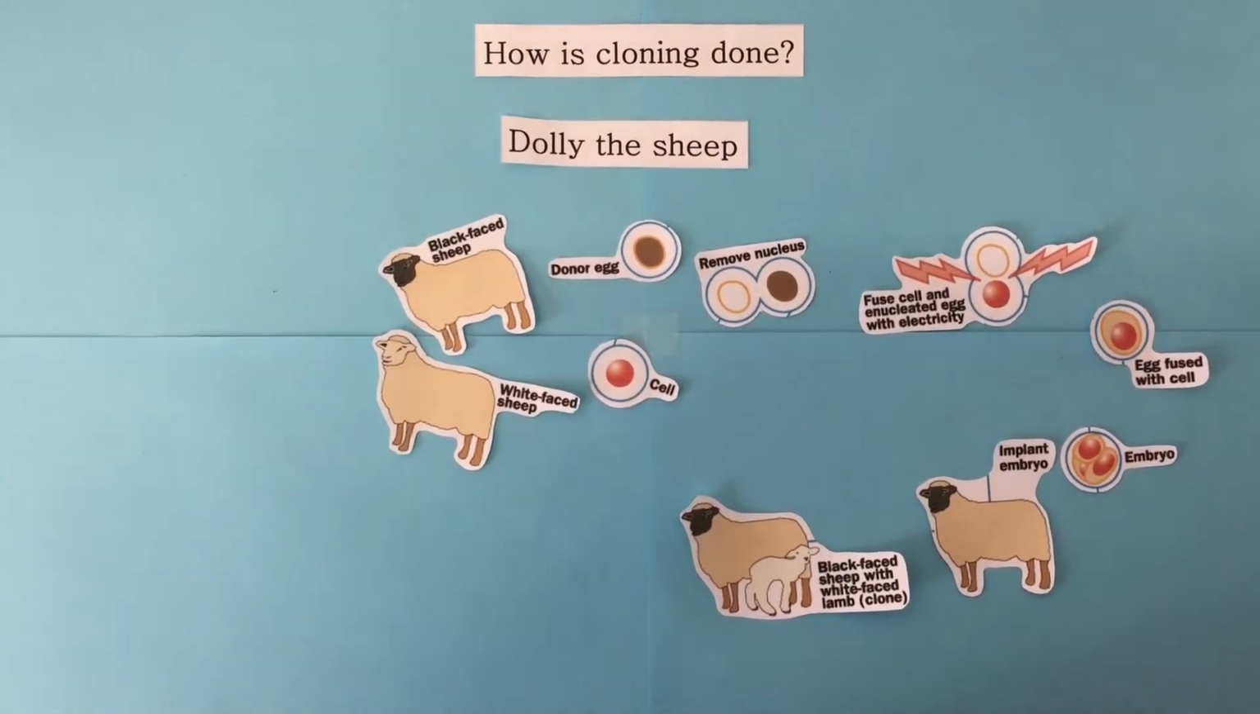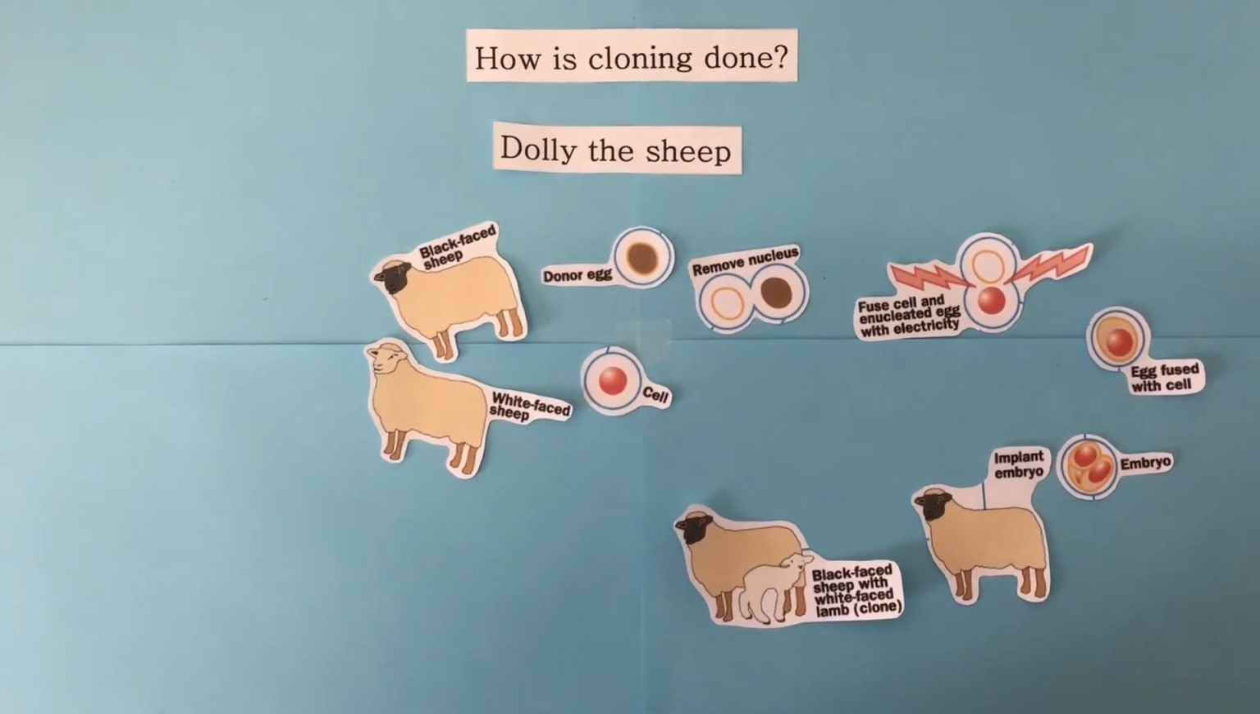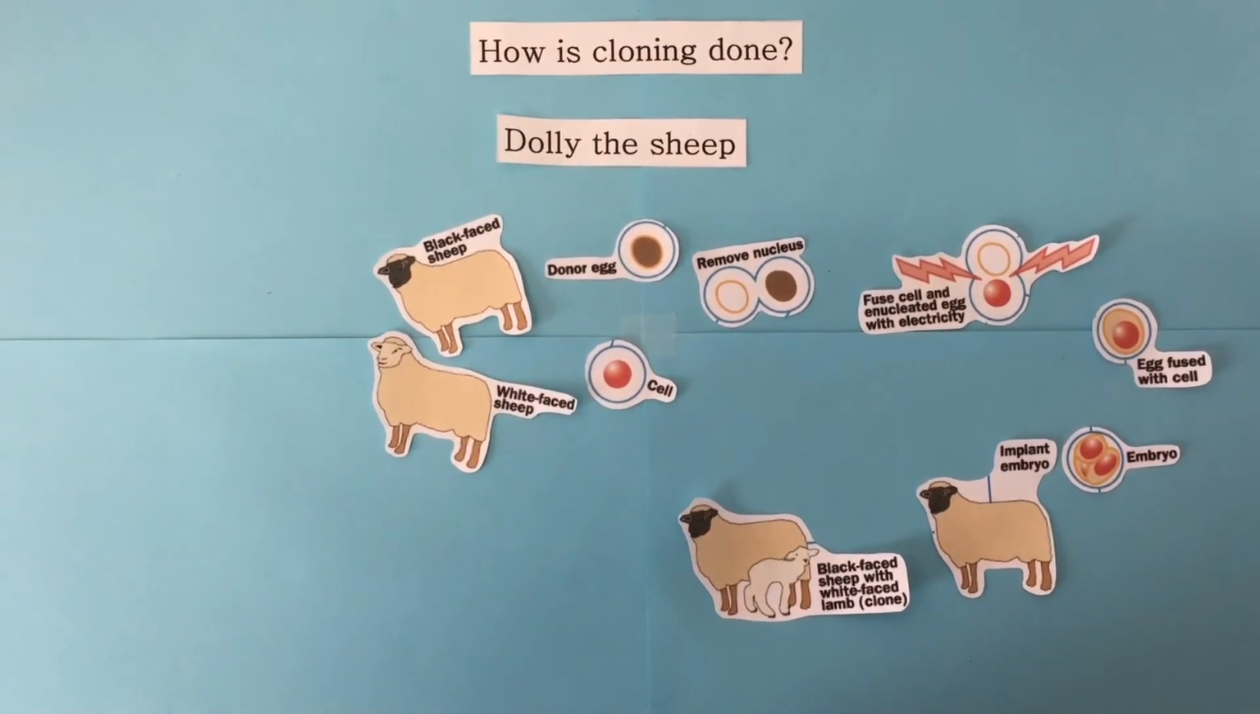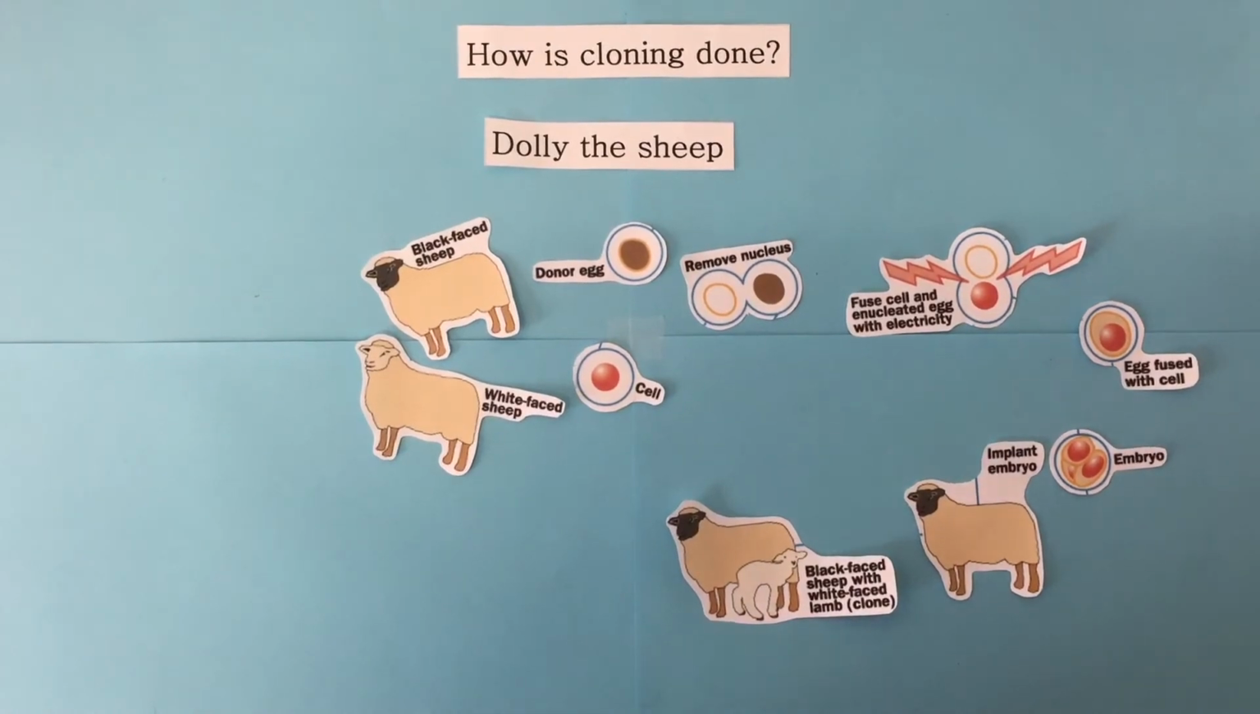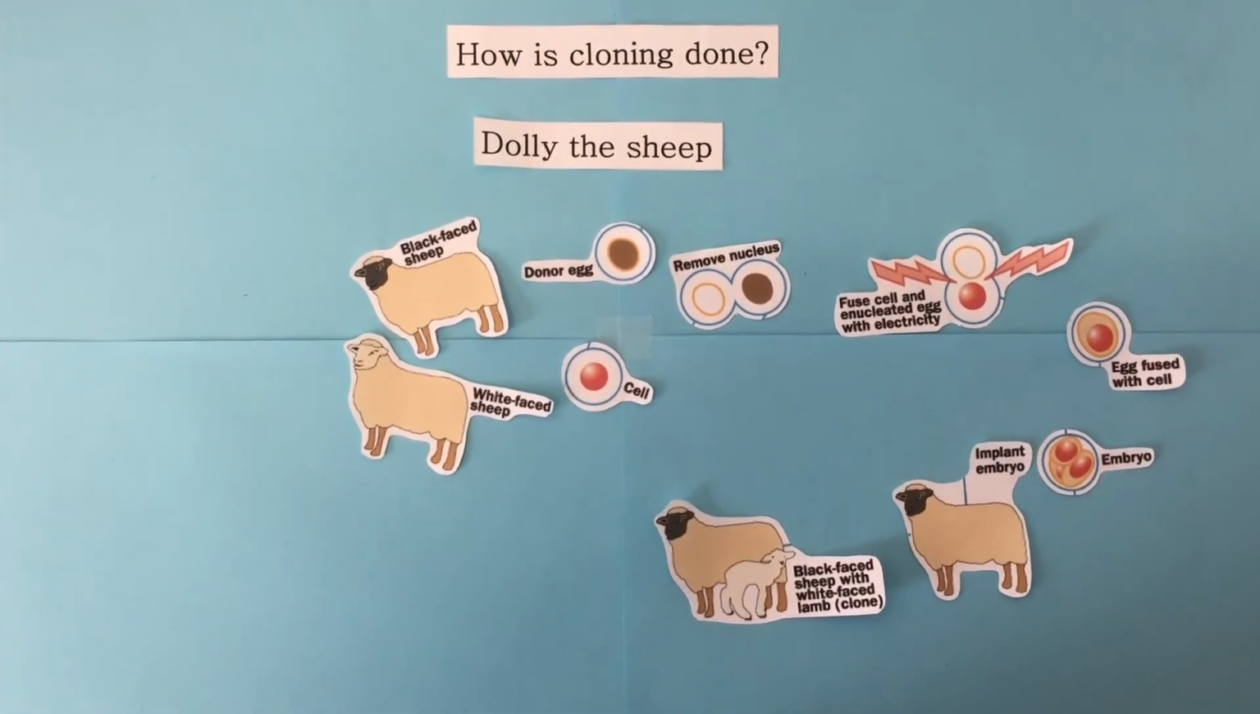The first animal to be successfully cloned was a sheep named Dolly, who was born in 1996. So far, cattle, chickens, dogs, cats, horses, and several other mammals have been cloned.